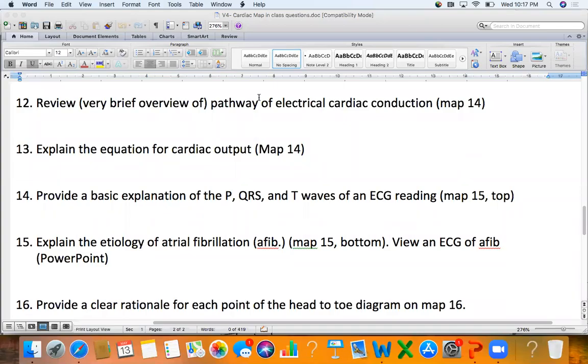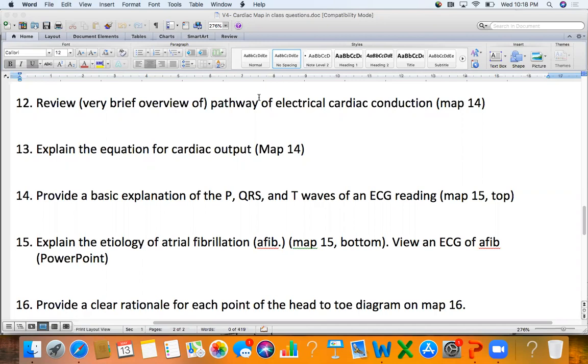Welcome to Variations 4, the cardiovascular unit. In this video, we'll cover number 12, 13, and 14. Basically, we'll go through a quick discussion of what is cardiac output, which helps us to tie up a few concepts that review a few concepts we've already talked about. And then we'll cover question 12, which is looking at the electrical cardiac conduction pathway. And then we'll look at 14, we'll look at some basic ECG reading.